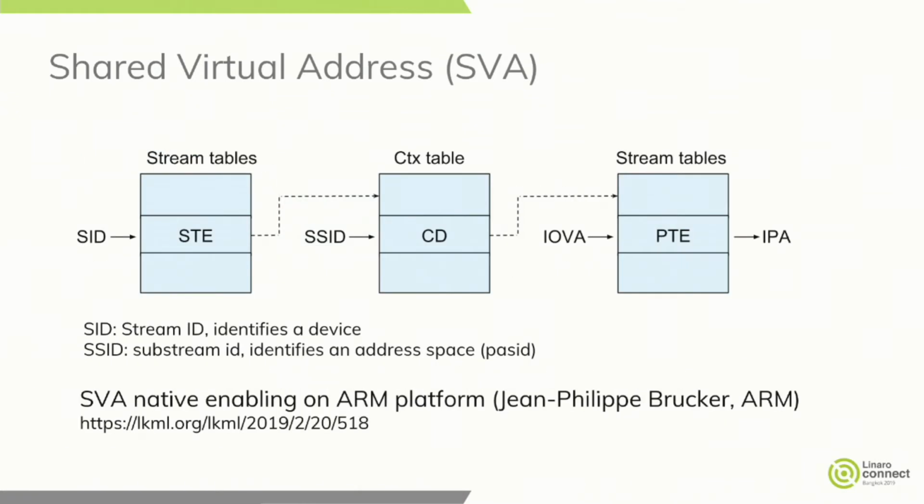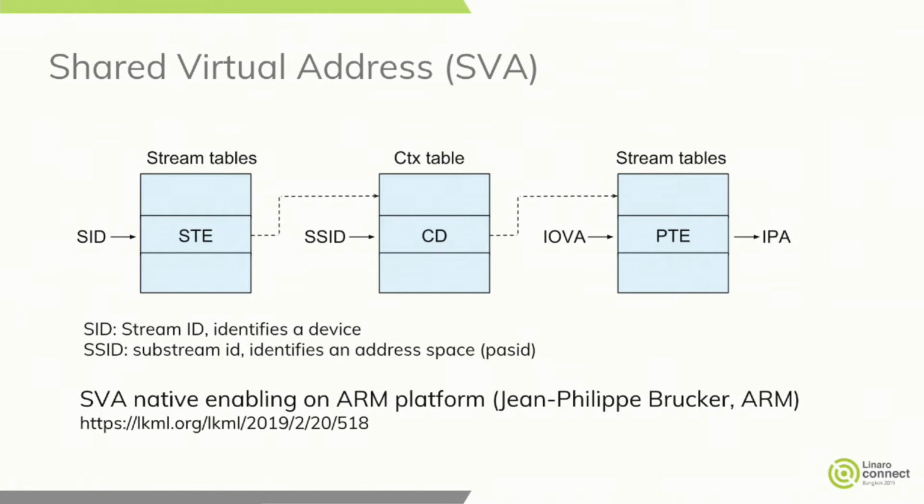And here is the translation path. First, the SID. SID is the stream ID, and it can identify different devices. For example, we have 5 accelerators, and each accelerator has a different SID. We can use the SID to identify the device. Using the SID, we find the entry in the stream table.